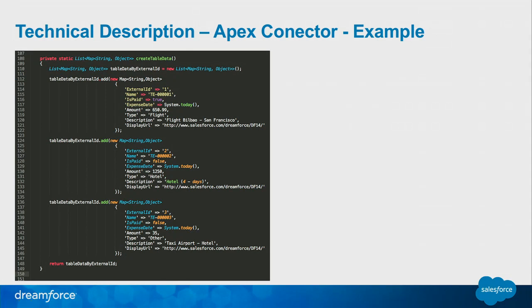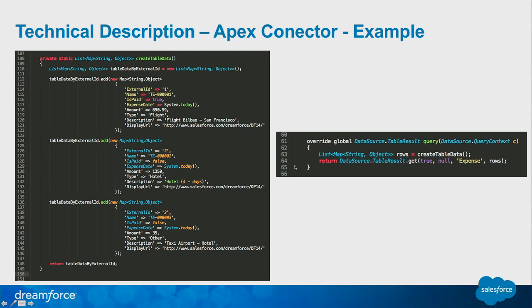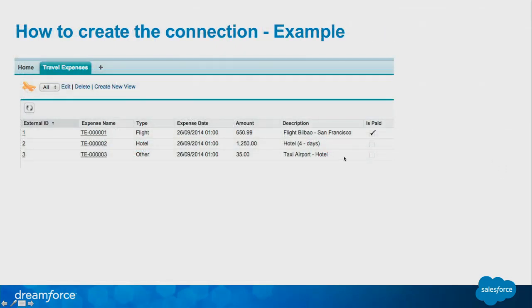In order to get some information, as I said, this is a hardcoded example, I have a private method that will enter 3 rows with some data about my expenses. After that, in the query method, I just call it and pass these rows to the method. Now, I'm able to see the information in my list view. But what happens if I try to open one of them?